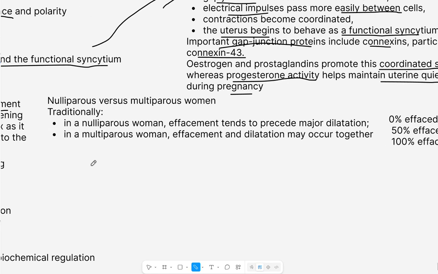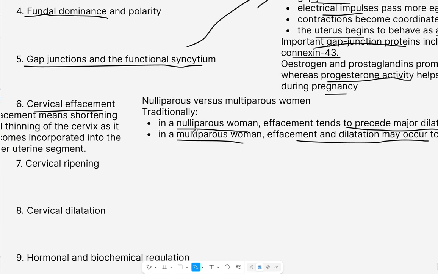Now, there's a distinction between nulliparous versus multiparous women. In nulliparous women, a woman who's having pregnancy for the first time, effacement tends to precede major dilatation. So effacement happens first and major dilatation happens later. But in multiparous women, the effacement and dilatation may occur together. This remains a useful description, but the actual sequence varies between individuals.